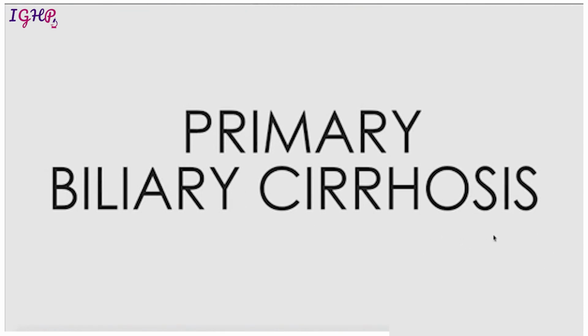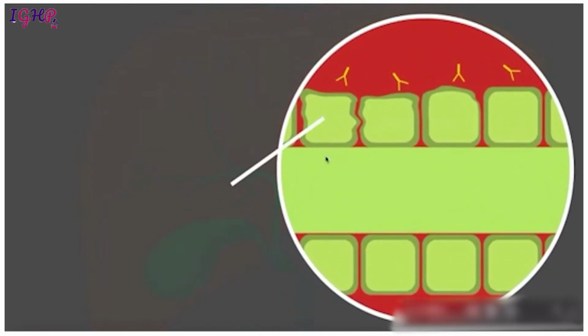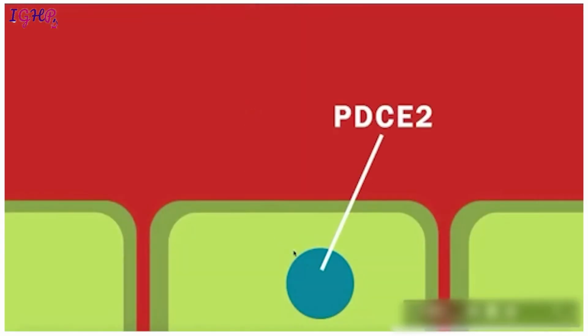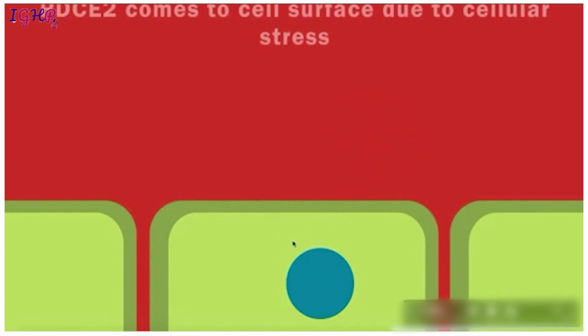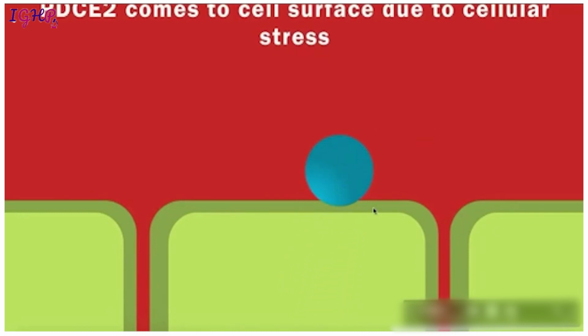This is a biliary pattern of injury where the liver appears green and cholestatic. So what happens in primary biliary cirrhosis? These are the bile ducts, as we already discussed, and they drain the bile into the gallbladder. Now this is the lining of the bile duct. It is lined by columnar epithelial cells in a normal person. These lining epithelial cells contain an enzyme receptor called PDC-E2. This enzyme is present inside the mitochondria in normal biliary epithelial cells. However, in cases of stress or any other trigger, this enzyme is expressed on the surface of these biliary epithelial cells.